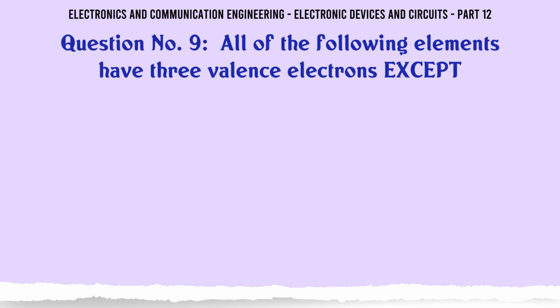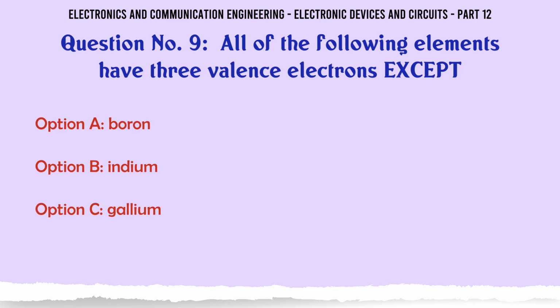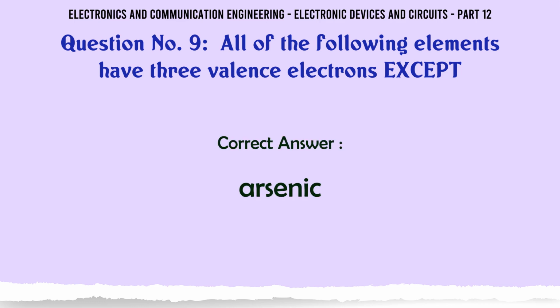All of the following elements have 3 valence electrons except A. Boron, B. Indium, C. Gallium, D. Arsenic. The correct answer is arsenic.